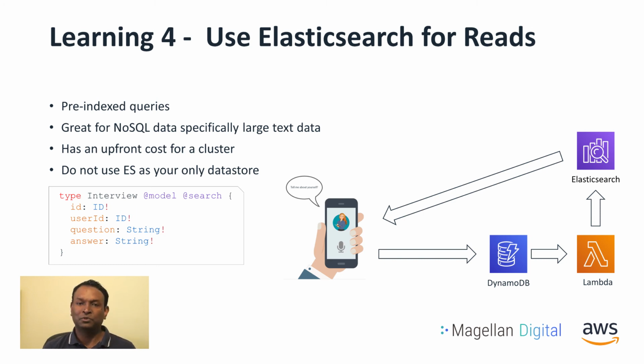So the reads are done through Elasticsearch, the writes are done to DynamoDB, and DynamoDB and Elasticsearch are synced, which means that you pretty much have two copies of your data, which is good for redundancy as well. So that helped us speed up the queries, especially the complicated queries we do. And the cool thing is Amplify can do this out of the box.